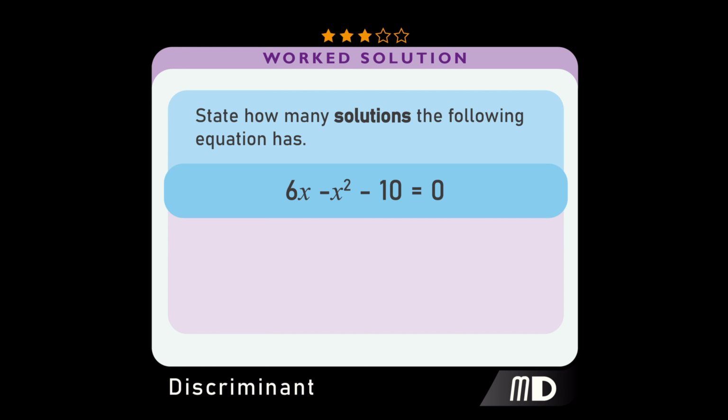So, to answer this question, we first need to compare the equation we've been given with the general form of a quadratic equation and find the values of a, b, and c. Then substitute those values into the discriminant to find its value before identifying the number of solutions.